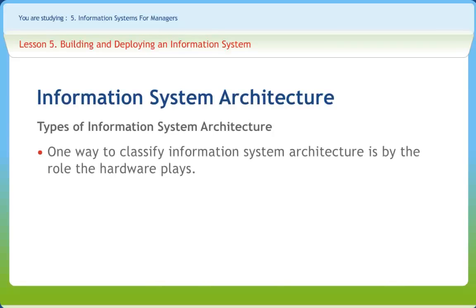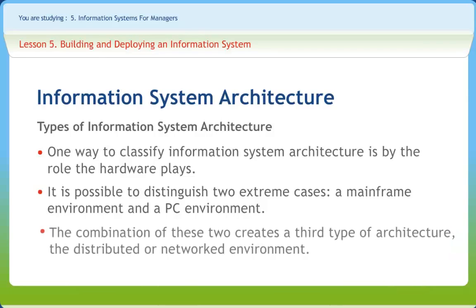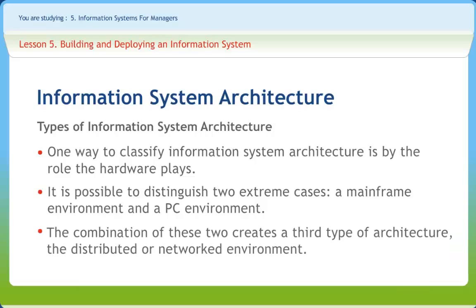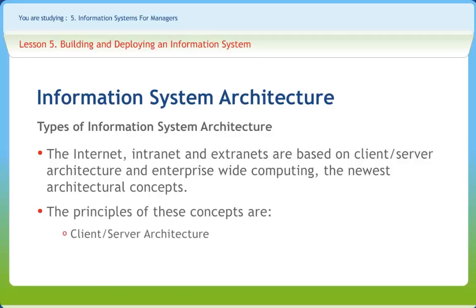One way to classify information system architecture is by the role the hardware plays. It is possible to distinguish two extreme cases, a mainframe environment and a PC environment. The combination of these two creates a third type of architecture, the distributed or networked environment. The internet, intranets and extranets are based on client-server architecture and enterprise-wide computing, the newest architectural concepts. The principles of these concepts are client-server architecture and enterprise-wide computing.